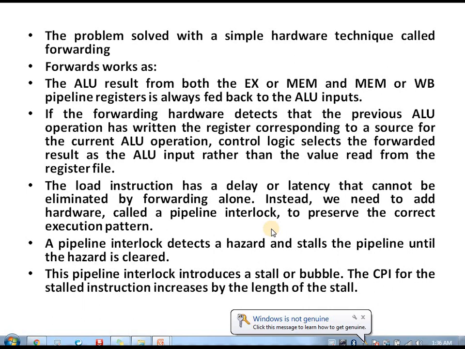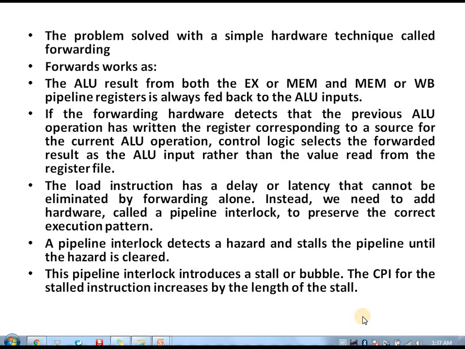The load instruction has a delay or latency that cannot be eliminated by forwarding alone. Instead, we need to add hardware called a pipeline interlock to preserve the correct execution pattern. A pipeline interlock detects a hazard and stalls the pipeline until the hazard is cleared. This pipeline interlock introduces a stall or bubble, and the execution time for the stalled instructions is increased by the length of the stall.